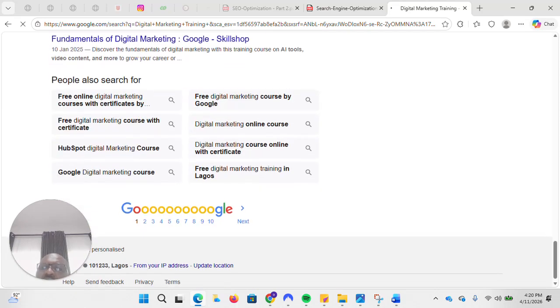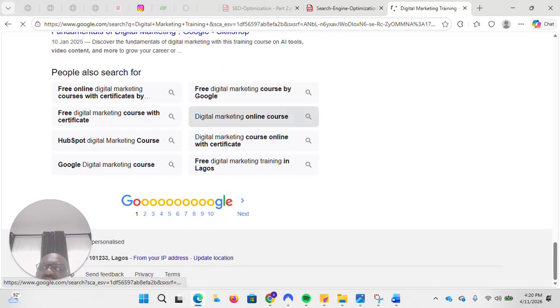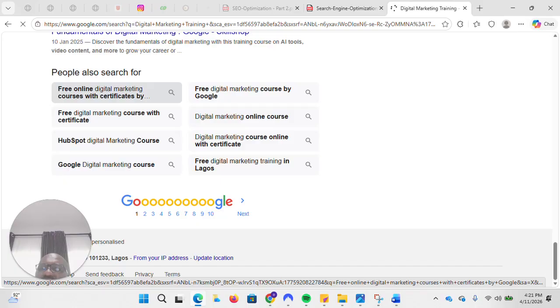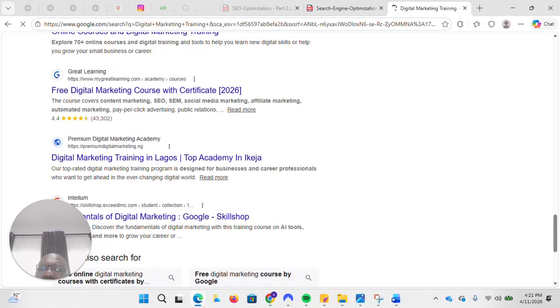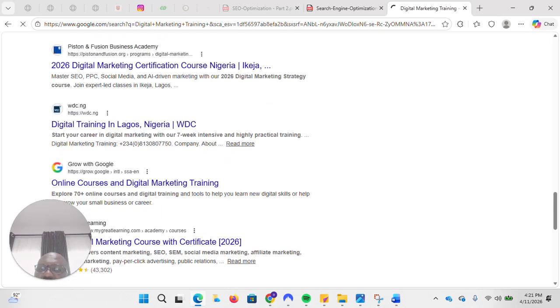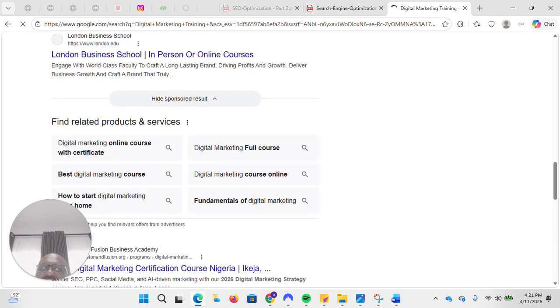You understand? And when you come down here, you also see that people also search for free online digital marketing course with certificate, free digital marketing course with certificate, HubSpot digital marketing course, Google digital marketing course, free digital marketing course by Google, digital marketing online course, digital marketing course online with certificate, free digital marketing training in Lagos. These are different keywords people are searching for on Google.